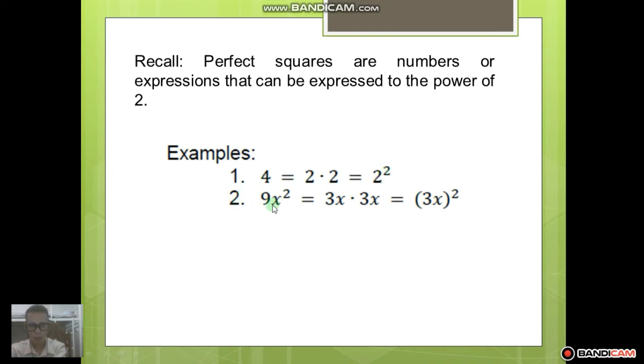Then, number 2, 9x squared. This is a combination of the numerical coefficient and the variable. Both are perfect squares. So, 9 is the result after multiplying 3 by itself, and x squared is the result after multiplying x by itself. This can also be transformed into exponential form, quantity 3x raised to 2. So it is very important, guys, to remember your knowledge about perfect square numbers.